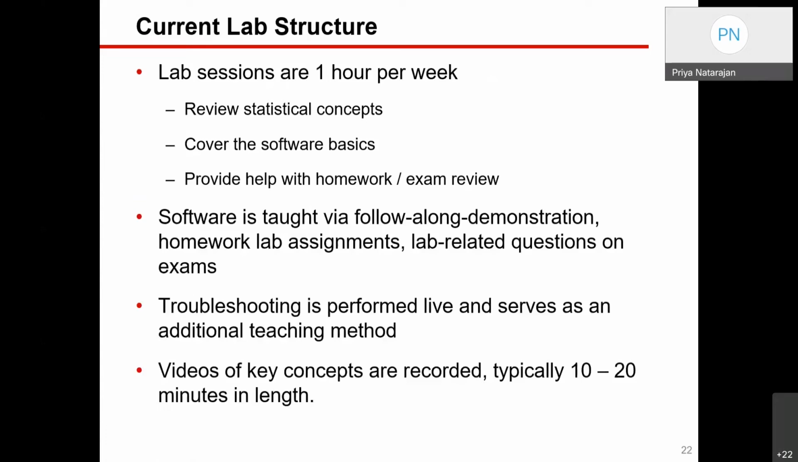And then one of the things that I found, in addition to just the demos, which can be very one directional, right? The lab instructor is doing the demonstration and students are following along. One of the things that makes it much more powerful is if we do troubleshooting live. You can learn a software by following along, but if you run into any unusual problems, you don't know how to fix it.